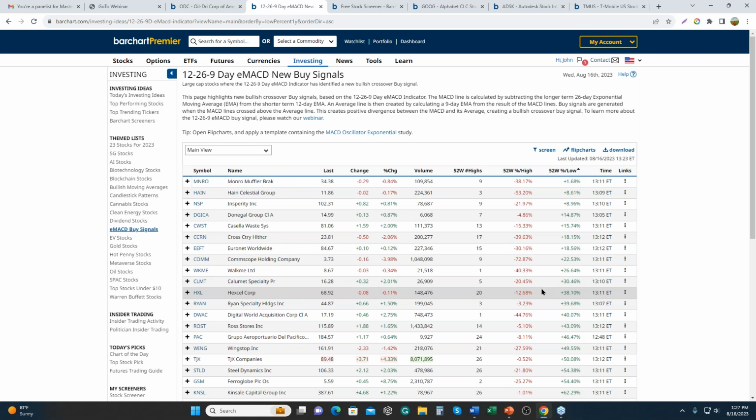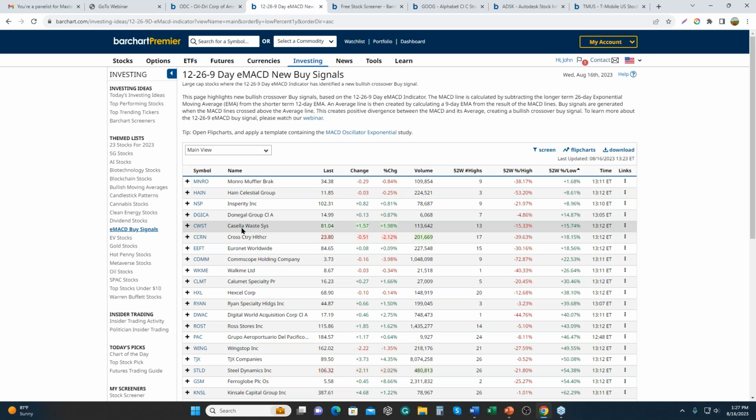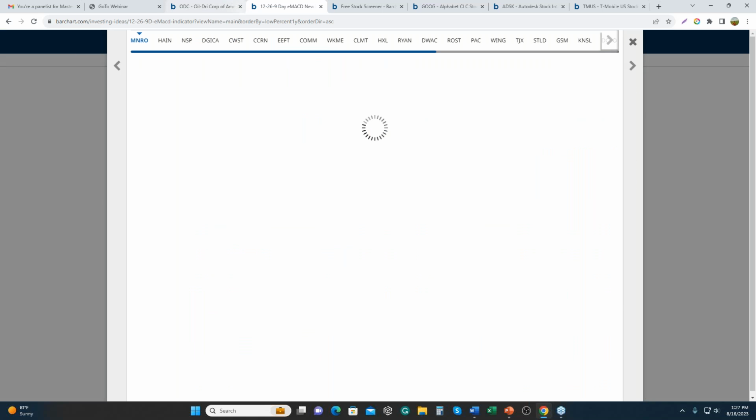And I looked at a lot of candidates this morning, and again, none of them were really exhibiting this characteristic that I want to kind of show you of a change in price action, or a bottoming price action as we transition from a downtrend to an uptrend. The only one that kind of came close was this Casella Waste Management Company, and let's look at that.